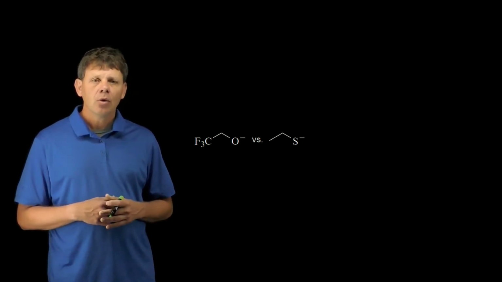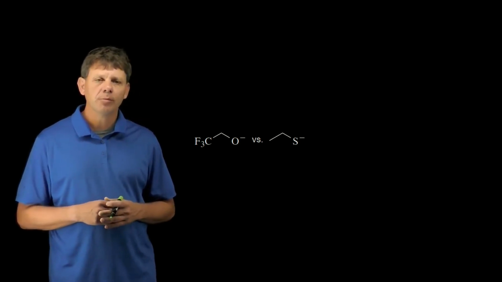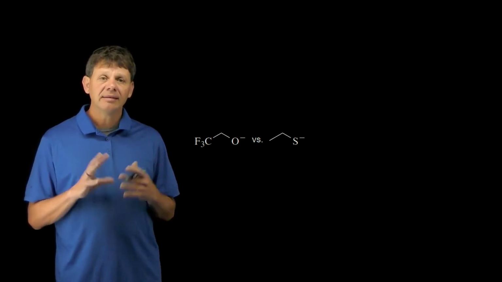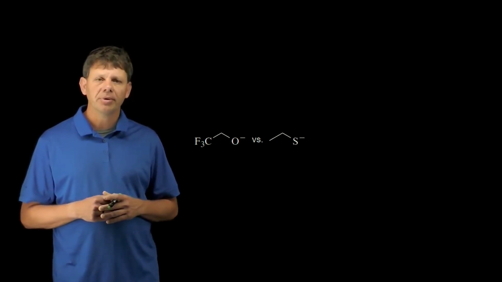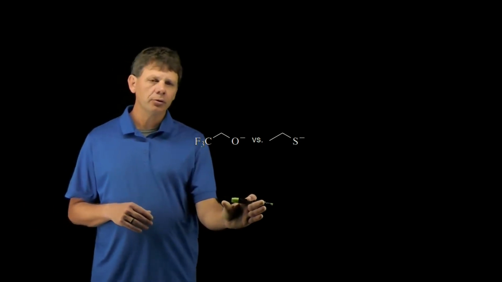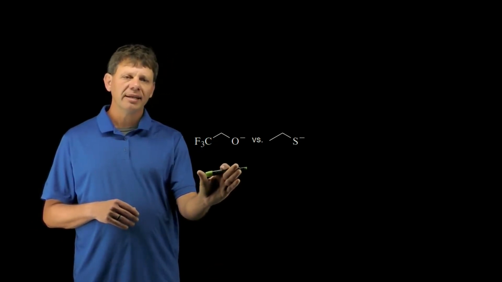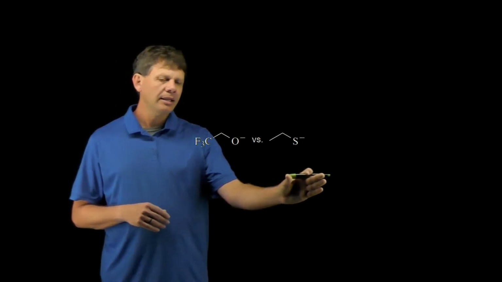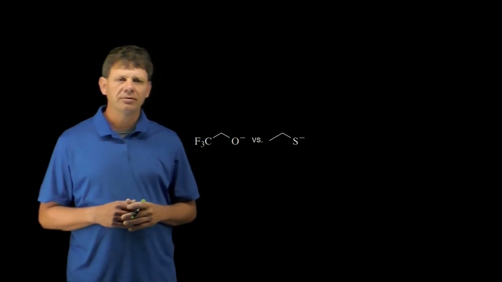In this assessment, we're asked to choose which is the more stable conjugate base and discuss all the features that help us make that decision. The first thing we notice for the two bases here, in one case we have a negative charge on oxygen, and in the other a negative charge on sulfur.